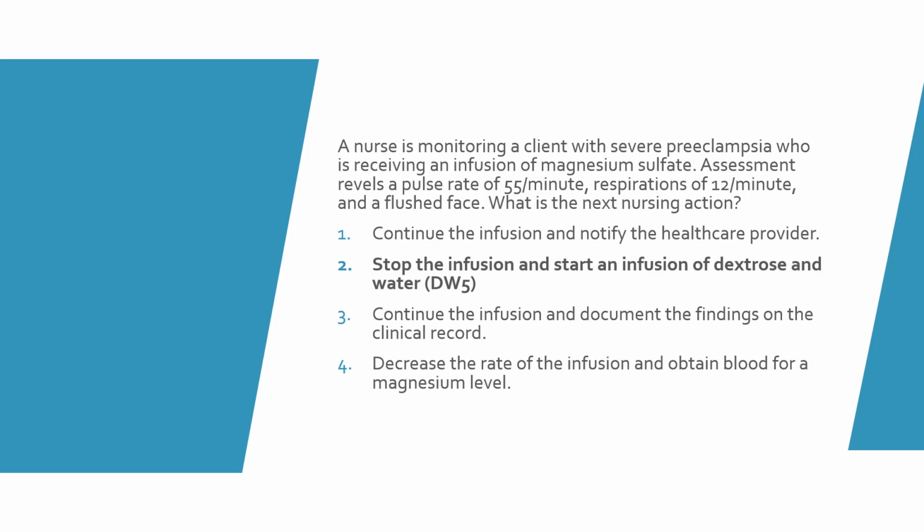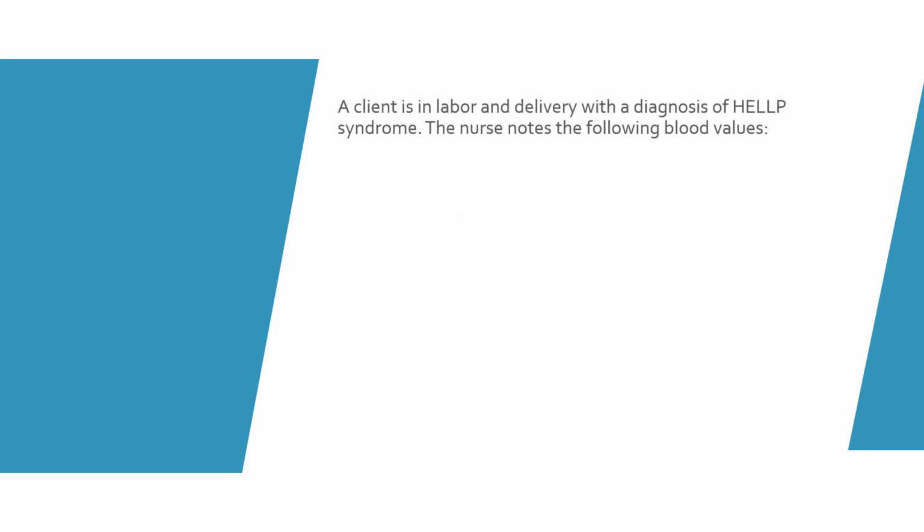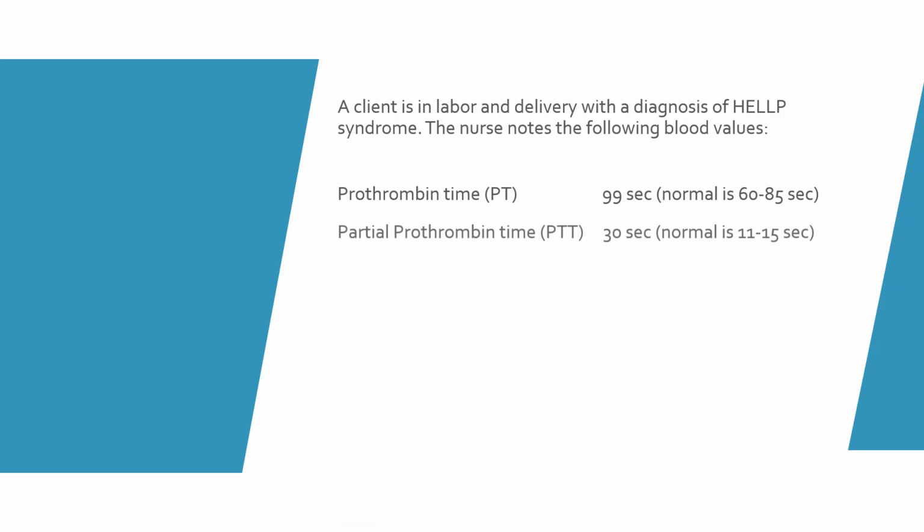And here is our last question. A client is in labor and delivery with a diagnosis of HELLP syndrome. The nurse notices the following blood levels. Prothrombin time, 99 seconds. Partial thromboplastin time, 30 seconds. You can see the normals are listed right next to them.